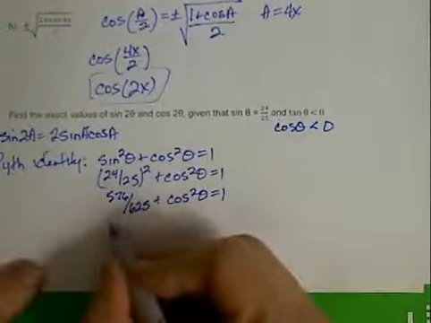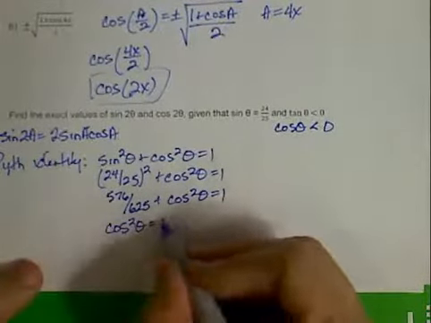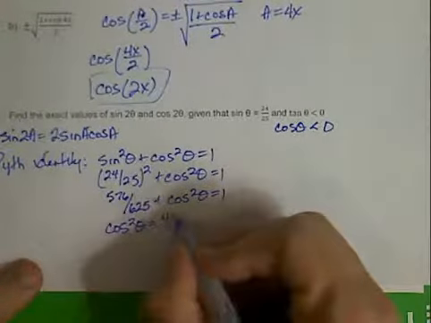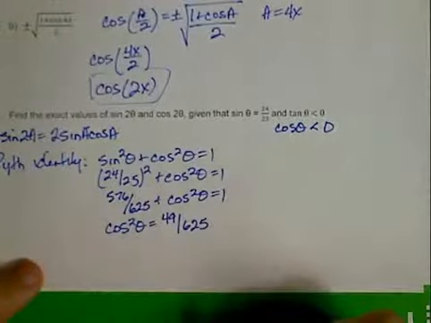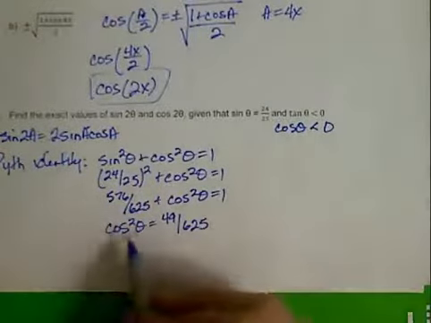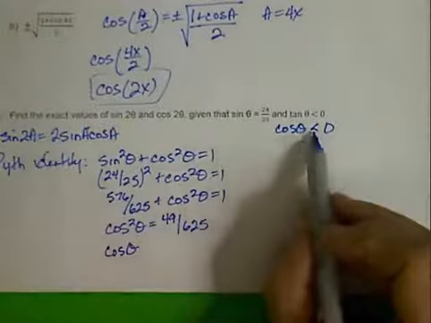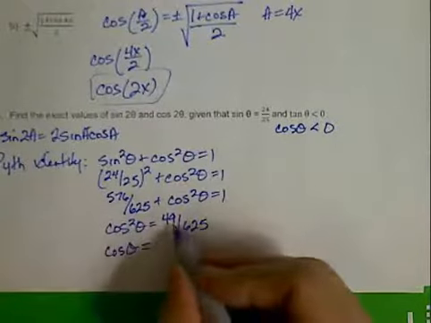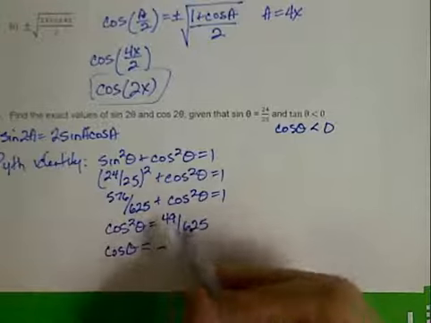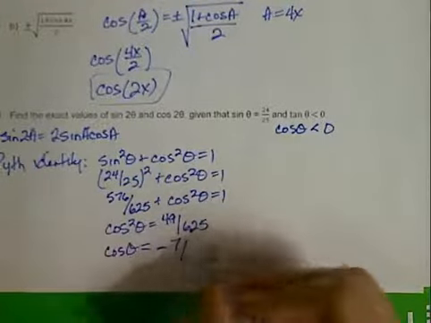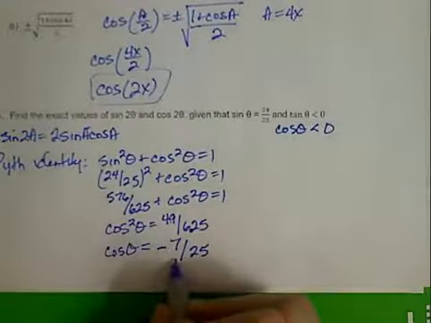We're going to subtract that from each side. When we do that and get a common denominator, we're going to end up with 49 over 625. Now we want to solve this for cosine. We know that the cosine is going to be negative. We're going to take the square root of this side, and then we're going to take the negative value of that. So the square root of 49 is 7. The square root of 625 is 25. There's our value for cosine.